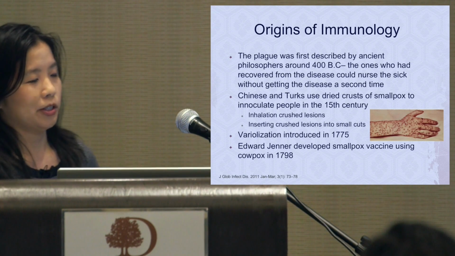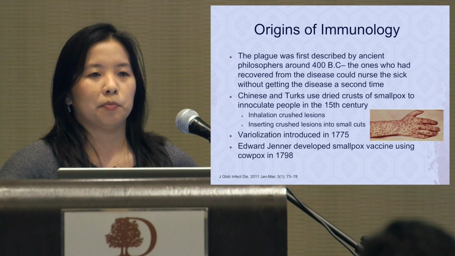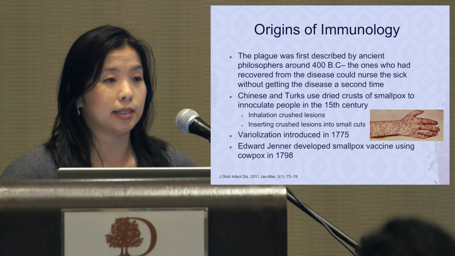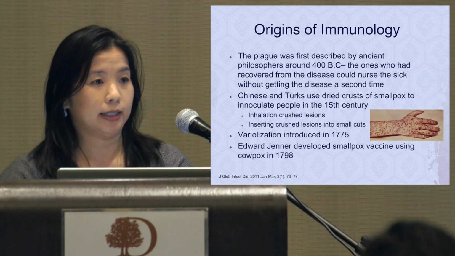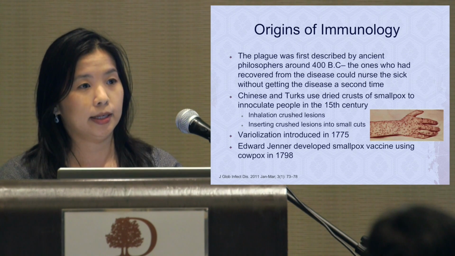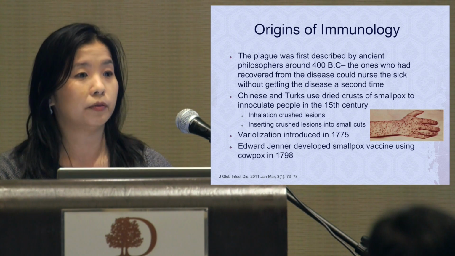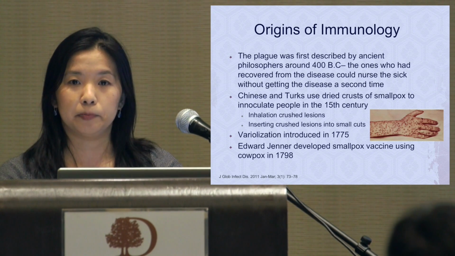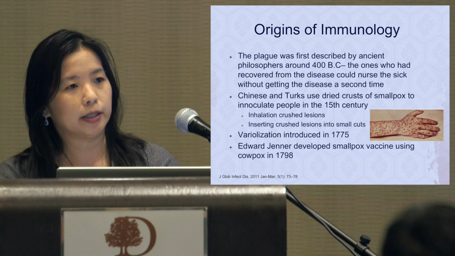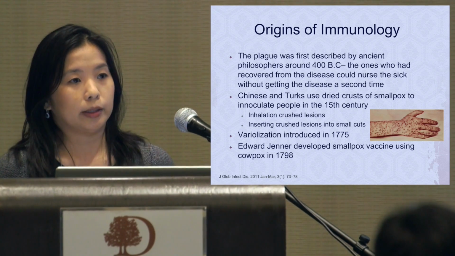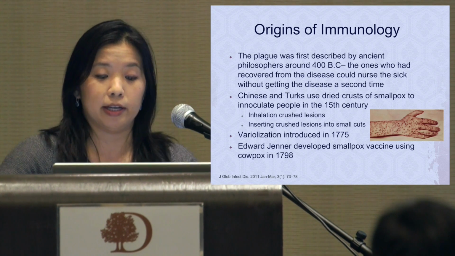But let's talk about the origins of immunology. We didn't know about immunology back then, but if you look at some of the chronicles from the philosophers in 400 BC, they wrote about the plague. What they noticed is that nurses who contracted the plague, the ones that survived, could actually take care of patients with plague without getting sick a second time. And they're like, what is going on? But they didn't understand it was your body, your immune system, getting resistance to it. So they didn't understand very much.